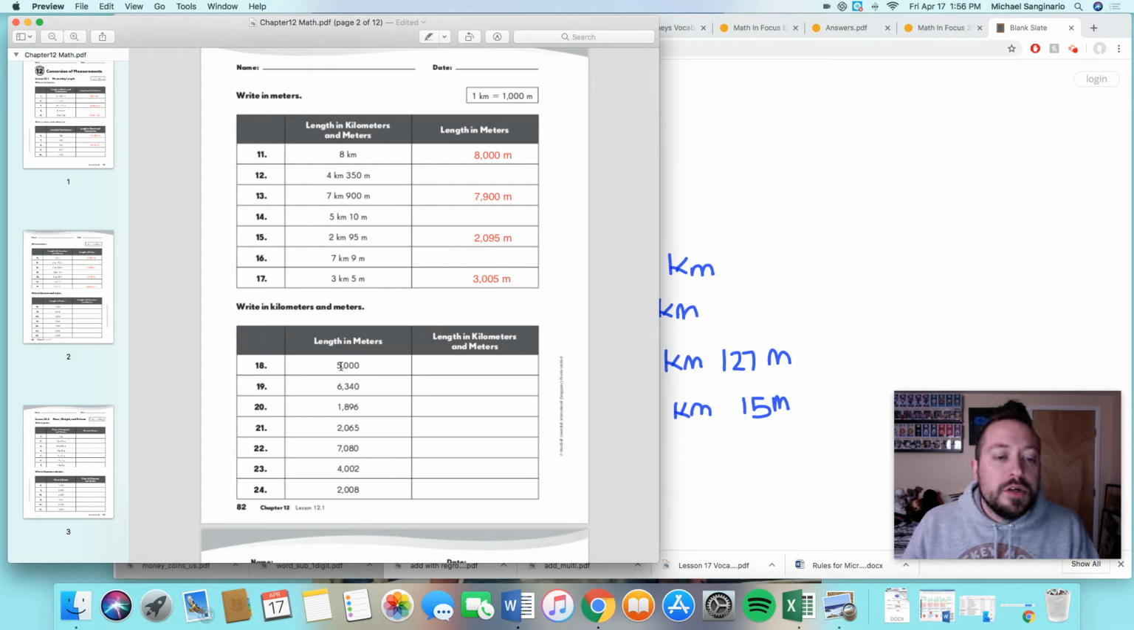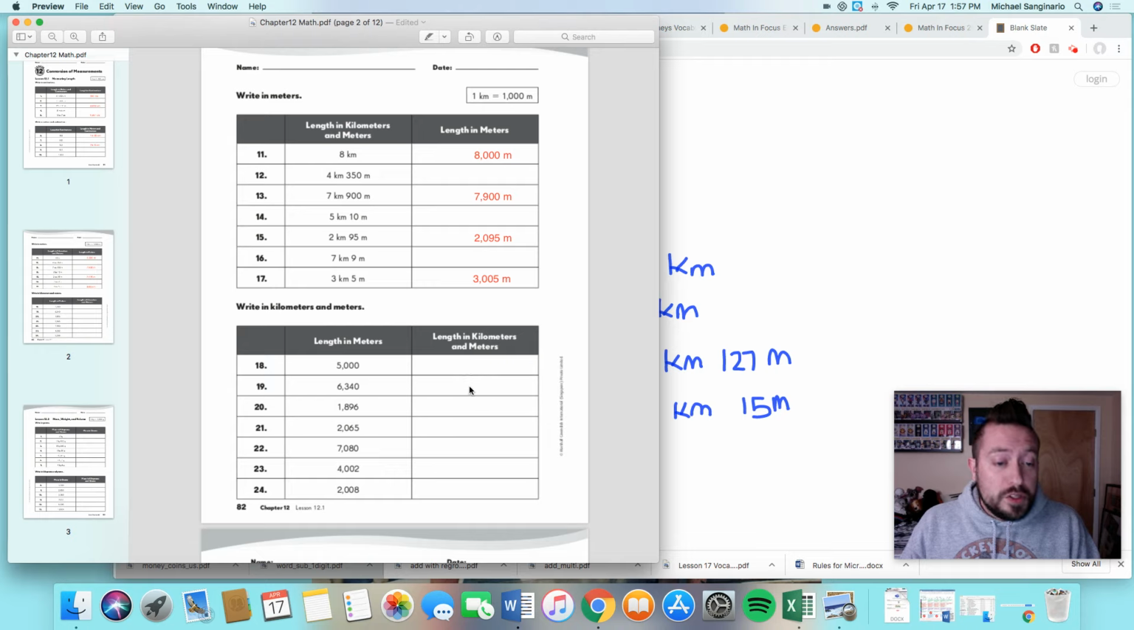Okay, so I'm going to leave number 18 for you because I think you can do that. And hint, hint, there is no meters in this one when you have your answer. It's telling you 5,000 meters. So if it's 5,000 meters, you got to do something with these zeros, and then you'll have your answer in kilometers. Okay, so you can refer back to here to help you.